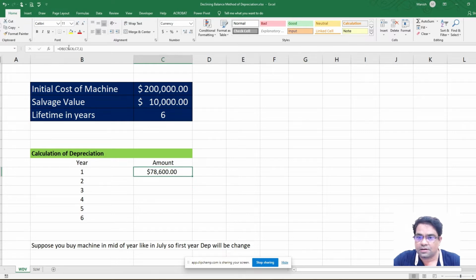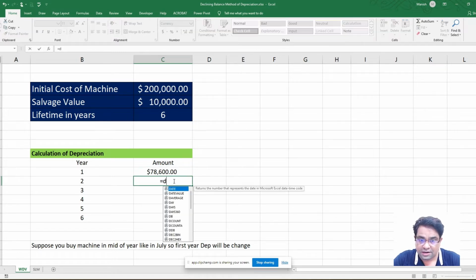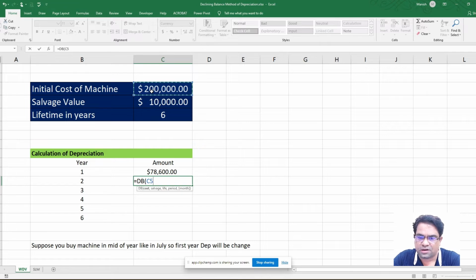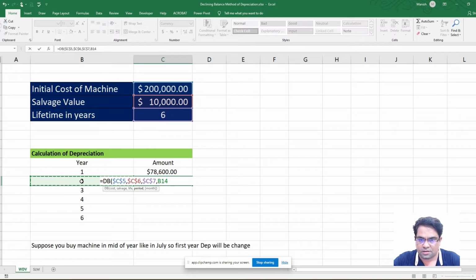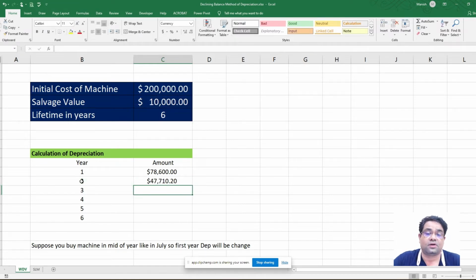Now go for the second year, but before that, we need to fix the references because it declines every year. First, go here. Now DB for the second year. First, use the dollar sign, press F4 on the cost, comma, salvage, F4, comma, life, F4, comma, this figure because that is the second year. Okay. Second year is $47,710.20.